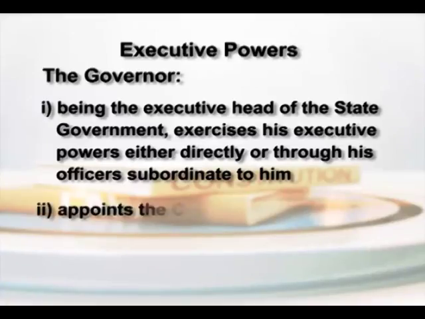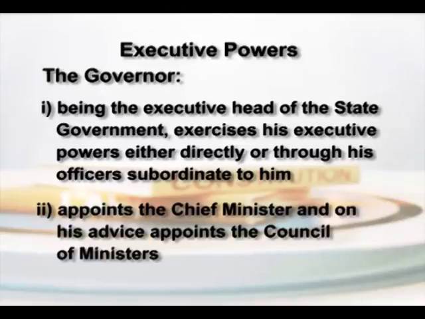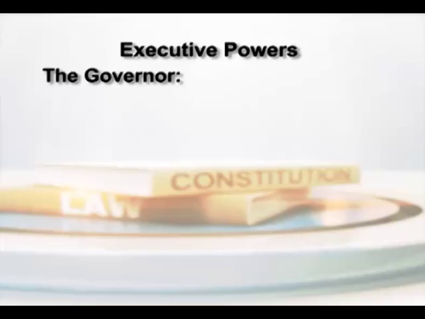Secondly, the governor appoints the chief minister, and on his advice he appoints the council of ministers. Thereby, the governor administers to them the oaths of office and secrecy and accepts their resignations as well. In fact, in some situations, the governor may dismiss a minister, including the chief minister.